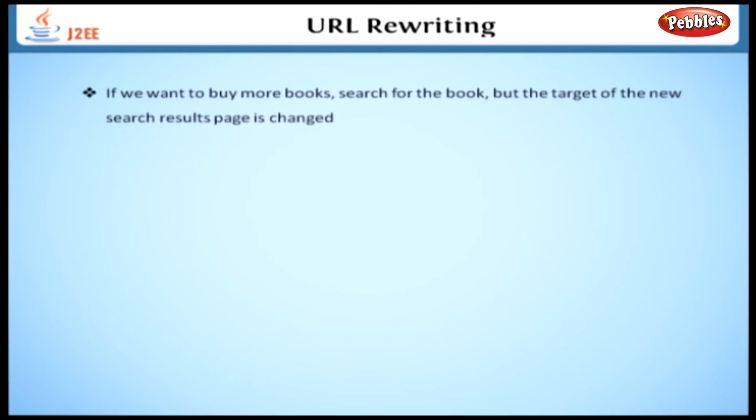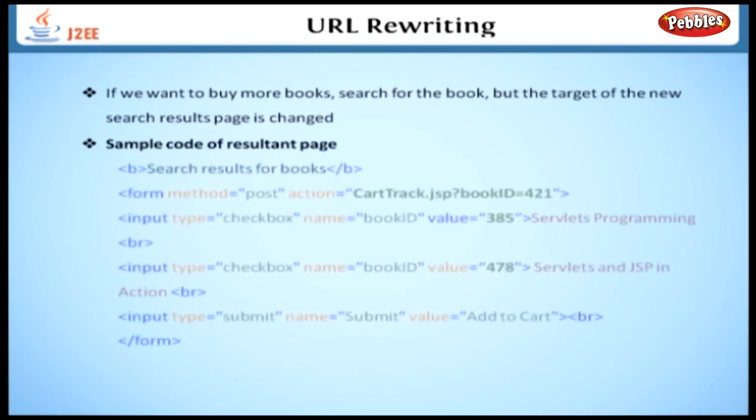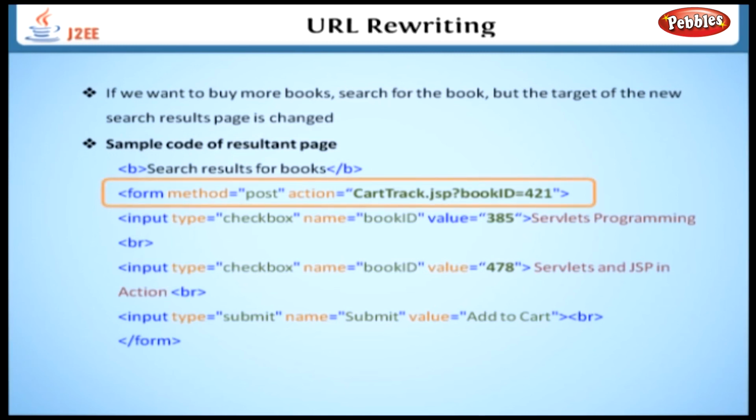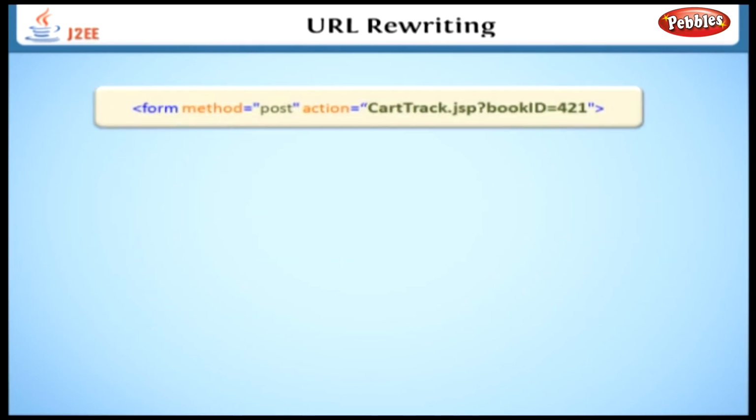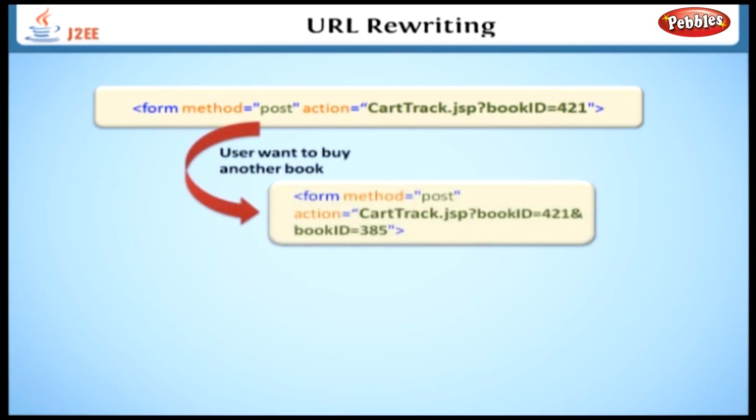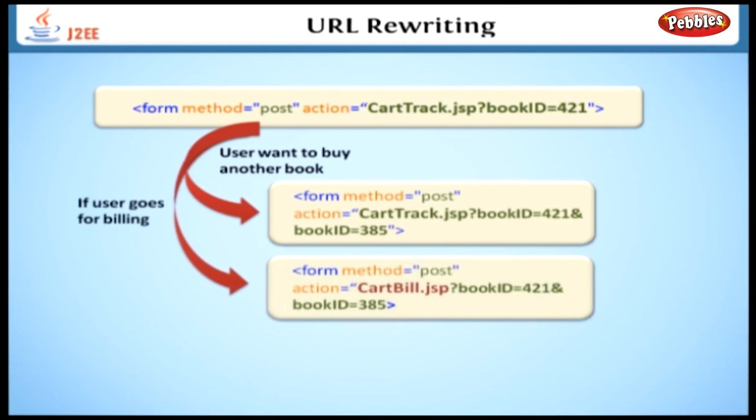For a better understanding of what I'm talking about, here is a sample code of a resultant page. In this code, we are able to see that the target URL has been changed by adding a parameter, i.e., the selected book ID. Now we select the Servlets programming book and click Submit. This would pass the contents again to the carttrack.jsp. If we want to buy another book, then the target of the new results page contains two parameters and the process continues. Or else, it'll just go for billing.